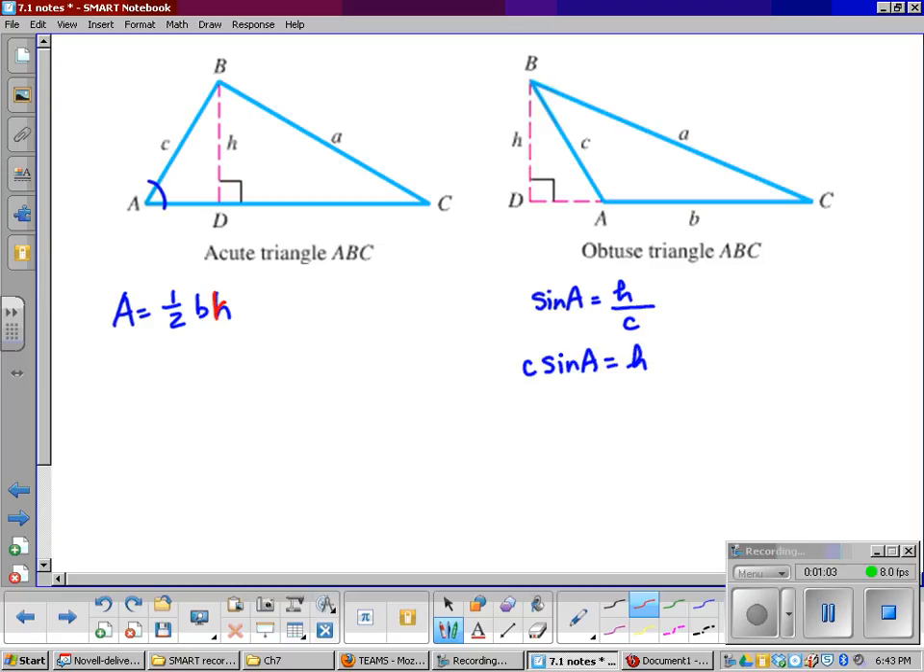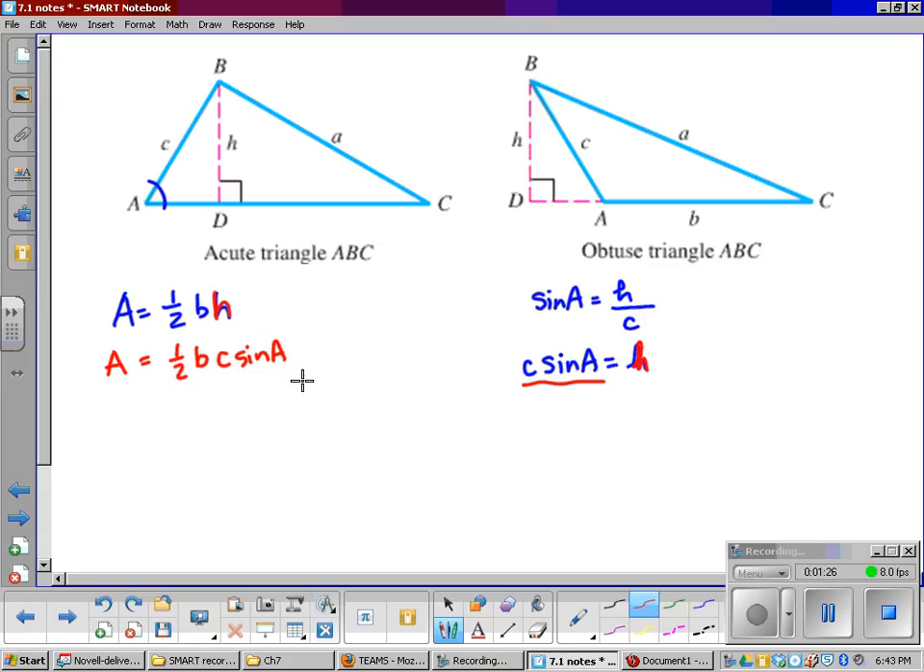This height is the height of the triangle. This height is also the height of the triangle. So I'm going to replace this expression for height, 1/2 b, because b is still my base and it's opposite angle b, so that's good. And then for height, I'm going to have c sine A. And that's one version of area of a triangle from the law of sines.